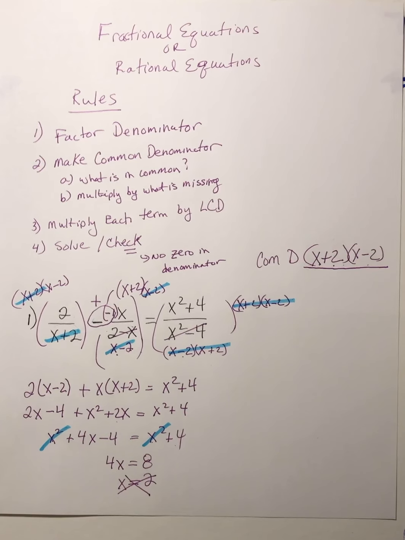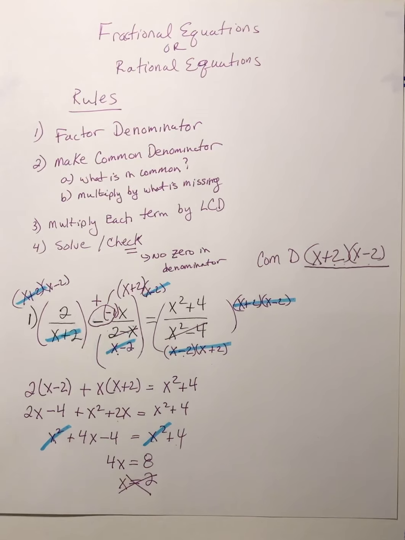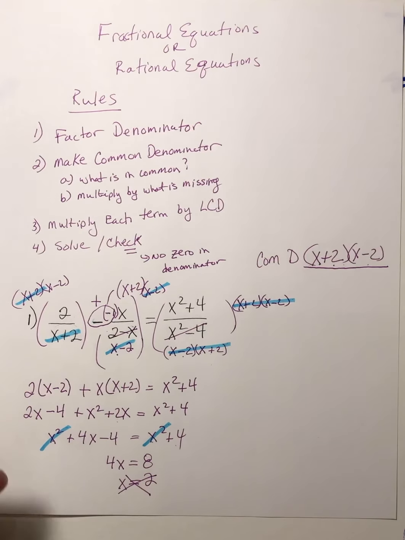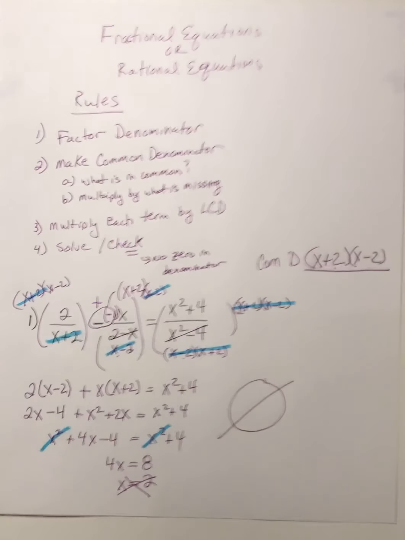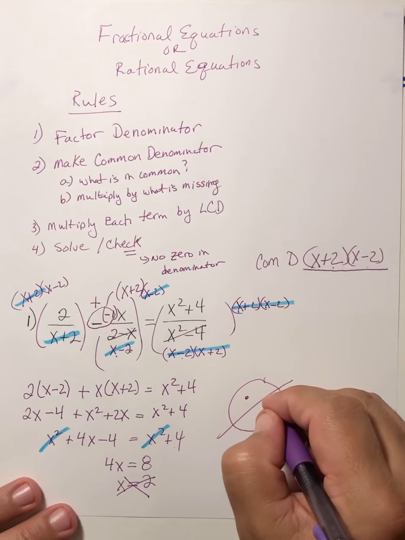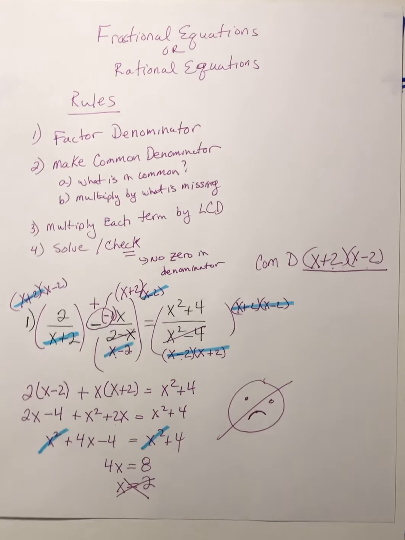All right, so now what does that mean for us? We have no other number to worry about to check. So are there any answers here? No, the only answer that we had, we threw out. So that's right, this is called the empty set. Okay, so this one has no answers.